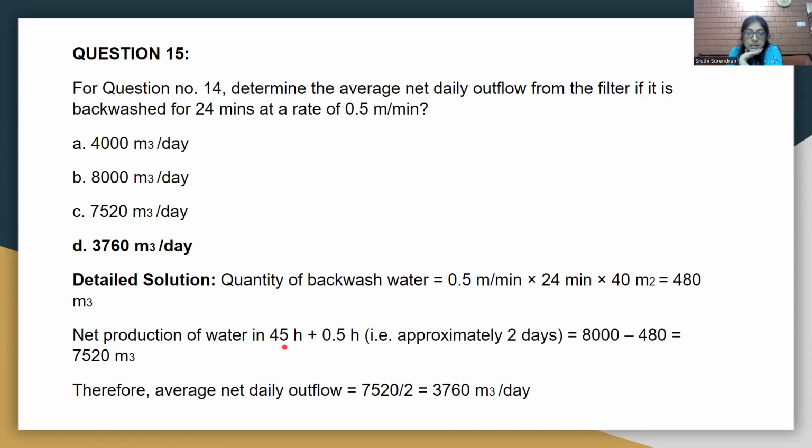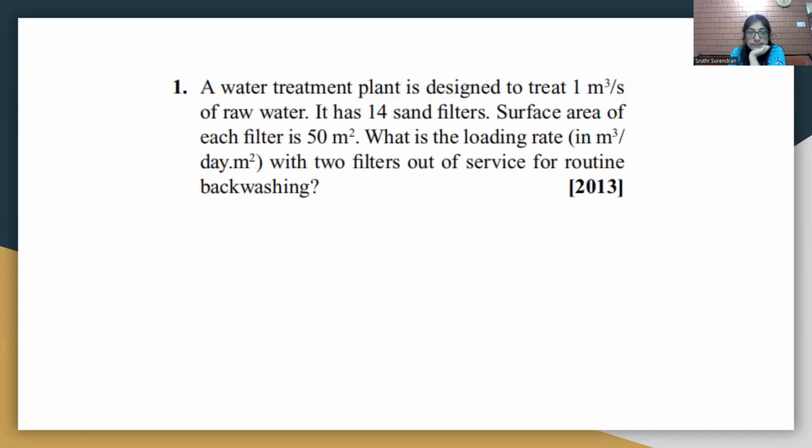So here we have 45 hours given and we are keeping 0.5 hours for the backwashing. So totally we have 45.5 hours, say approximately 2 days, which is 48 hours. Dividing the volume by the days will give us the rate per day, which is 3760 meter cube per day. So this is how this problem is done. Here is another problem that has a high probability of being asked during the exams in the chapter on filtration.